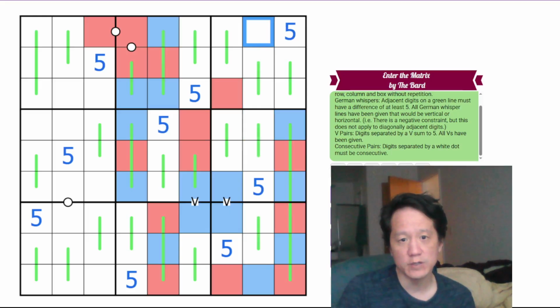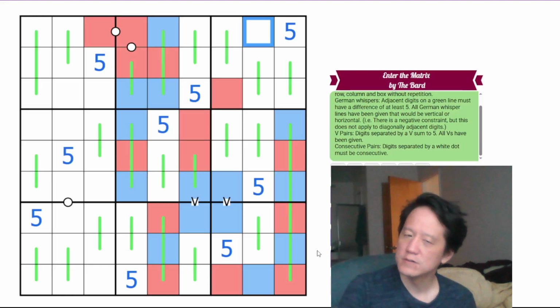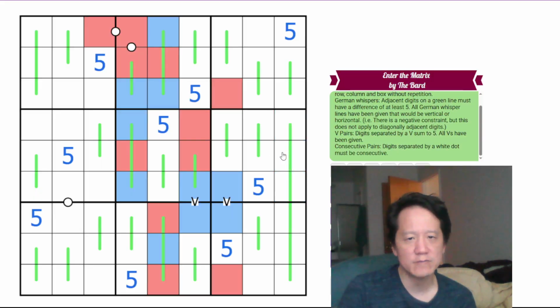So this must be... Wait, that doesn't work, I don't think. Yeah, I messed up. My bad. Again, this can't be low, high, low, because that would be too many lows. So this is low, this is high, this is high.